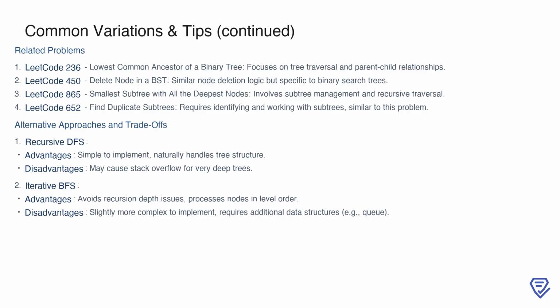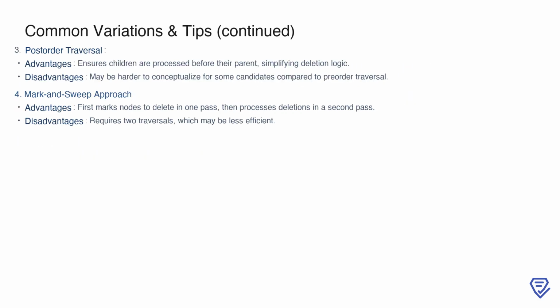In terms of alternative approaches, recursive DFS is often a go-to method. It's easy to implement and naturally aligns with the tree structure, but it does come with the risk of stack overflow for very deep trees. On the other hand, iterative BFS avoids recursion depth issues and processes nodes level by level, but it's slightly more complex to implement and requires additional data structures like a queue. Post-order traversal is another effective approach for this problem. One of its key advantages is that it ensures children are processed before their parent nodes, which simplifies the deletion logic significantly. However, this traversal order may be harder to conceptualize for some candidates compared to the more straightforward pre-order traversal.